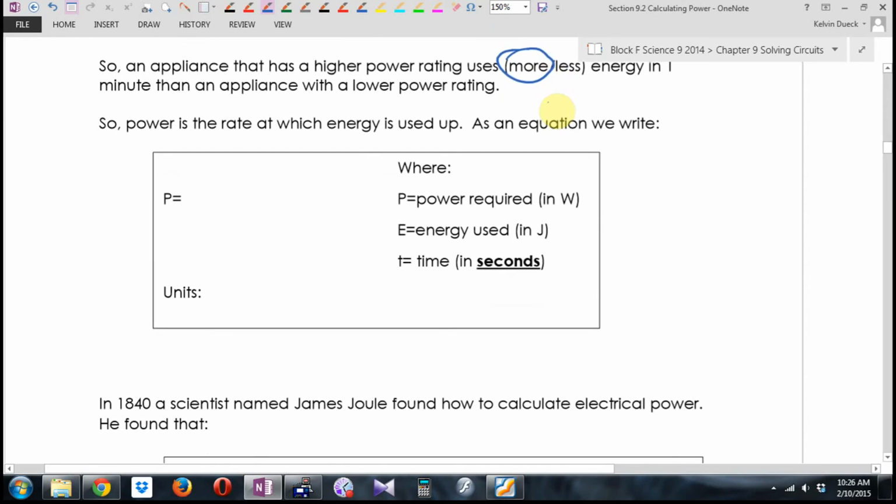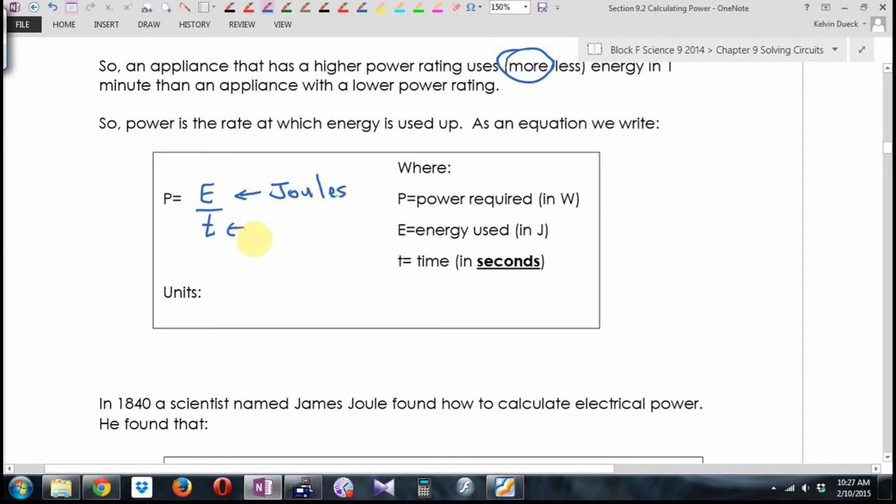Power is the rate at which energy is used up. As an equation, we say this: power is the amount of energy divided by time. Is that on your yellow formula sheet somewhere? Yeah. Okay. Where energy is measured in joules, named after a scientist whose last name was Joule. Symbol for joules, capital J.